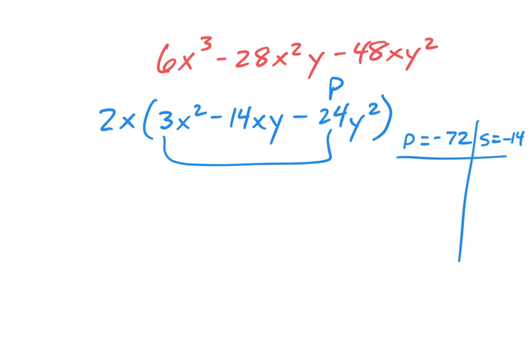Is that popping in anybody's head right away? Yeah? What is it? 4 and negative 18? Does it work? Okay, it does work. Negative 18 and 4. Negative 18 times 4 is negative 72. Negative 18 plus 4 is negative 14. Okay?